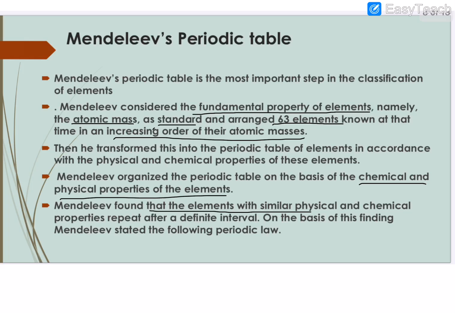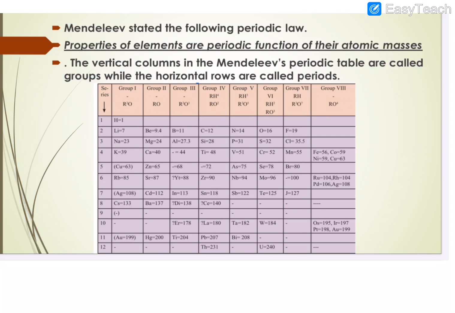Mendeleev found that elements with similar physical and chemical properties repeat after a definite interval. Like Newland, Mendeleev also found this. On the basis of this finding, Mendeleev stated the following periodic law. This is important, so this is his statement.